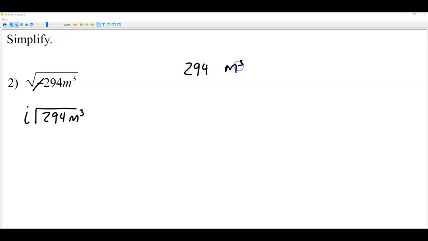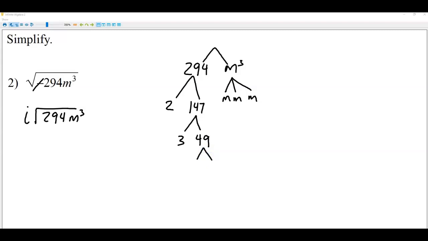So first of all, we're going to split up the 294 and the m to the third. The m is m times m times m. 294, we're going to start splitting it up by division. So I know that 2 goes in there, 147. I think 3 goes into that, if I'm not mistaken. 3 goes into there 49 times. And then I think 7 goes into that, 7 times 7. And so just looking at the end of our branches, you don't look at the other ones because they got split up.